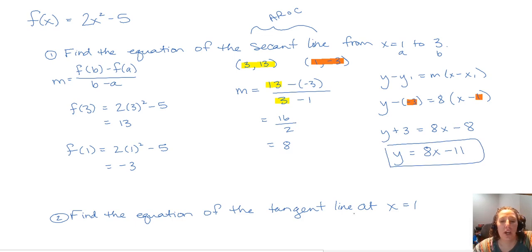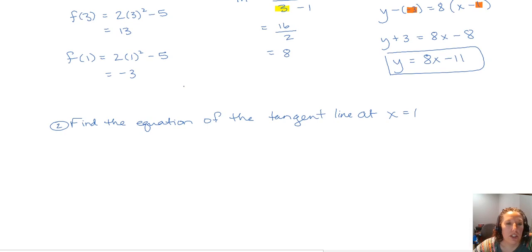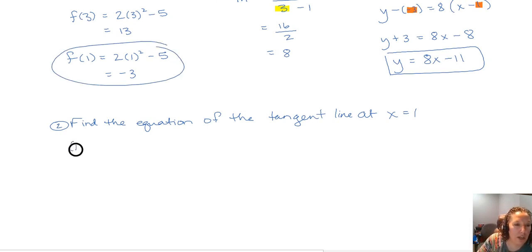Alright, now let's find the equation of the tangent line at x equal 1 for this same function. So our point is going to be the same. X equal 1, we've already found that our point is going to be 1, negative 3. Now we just need to find the slope. So our slope is going to be the derivative evaluated at 1. If you're only doing this for one point, you can go ahead and plug in x equal 1. If you have to find the derivative and find a couple of different values of the derivative, then I would recommend doing it in terms of x, so you don't have to go through this whole process each time.